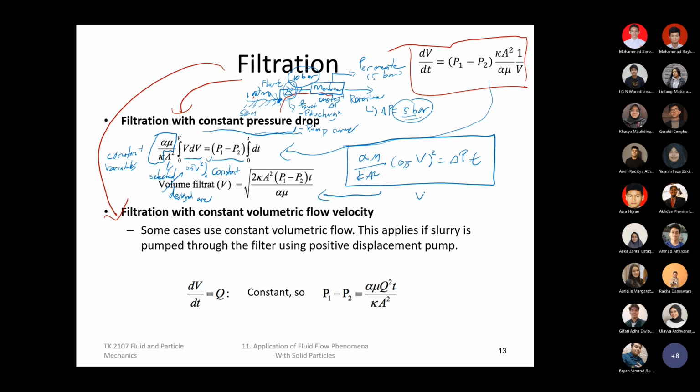So the consequence now, when you look at the volume of the filtrate, the V itself now becomes this correlation. You have a square root because V is now V square, so V must be inside the square root. But what is also important to see here is V is a function of time. That means volume may change because of the time.